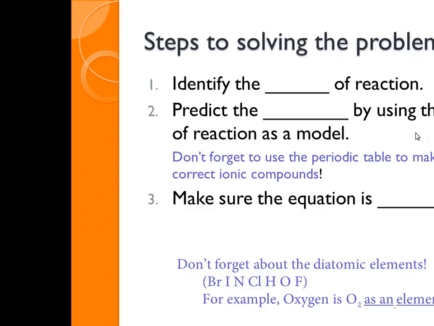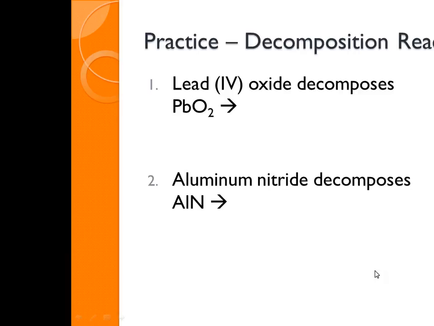All right, let's solve the problems again. Again, identify the type, predict the products, making sure that if you're doing an ionic compound, the rule of 0 charge is upheld, and then your final step is to balance the equation. And once again, don't forget about your diatomic elements. So let's try this one.